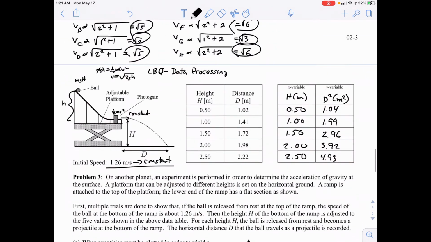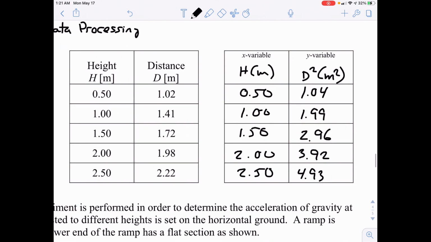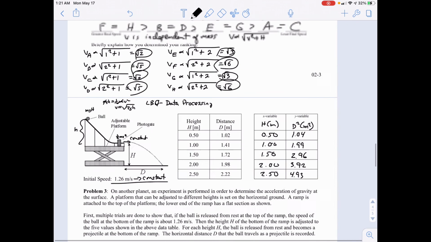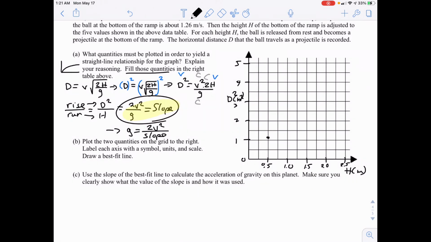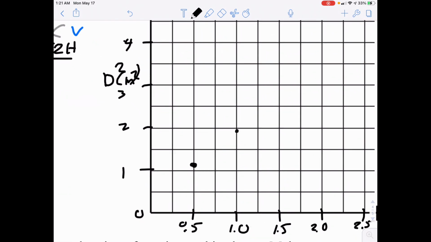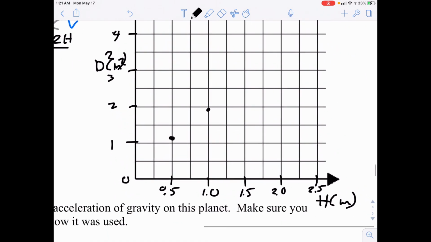Let's plot. The first one we're going to plot, we go over a half, up a little over 1. So our first plot point is about right there. The second one, we're going to go over 1 and up 1.99, so almost 2. Right there. The third one, we're going to go over 1.5 and up 2.96, almost 3.